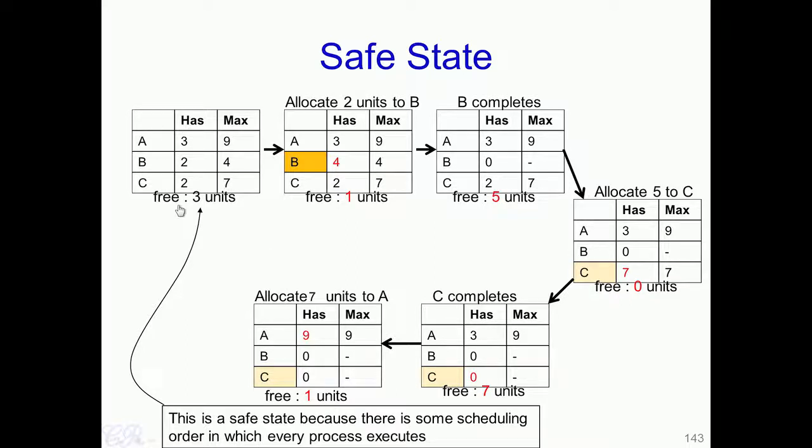Thus, we see with this particular start point or this particular state of the system, where there are 3 units free and the maximum credit limits each client can have are 9, 4 and 7 units, that there is a schedule which is possible, so that all maximum requests by the clients can be fulfilled. So, we call such a state a safe state, and the banker could go ahead and make such allocations.